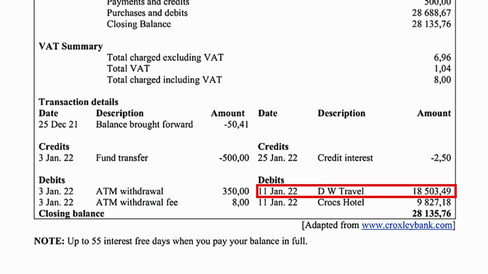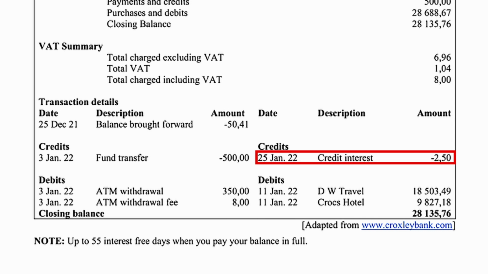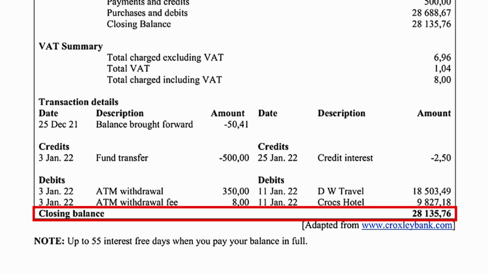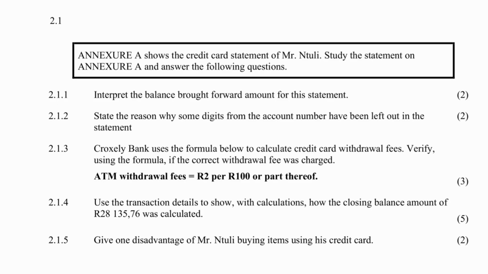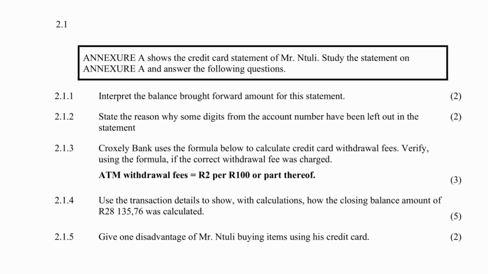On the 11th of January, a travel agency was paid 18,503 Rand 49 cents and a reservation was made at a hotel for 9,827 Rand 18 cents. On the 25th of January, Mr. Ntuli received some interest from the bank. The closing balance on the credit card account was calculated as 28,135 Rand 76 cents. Now let's take a look at the 5 finance questions.